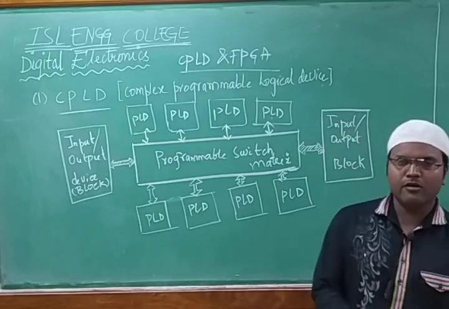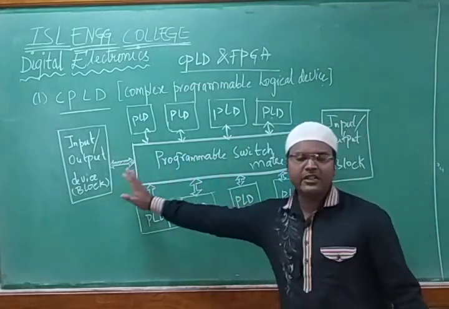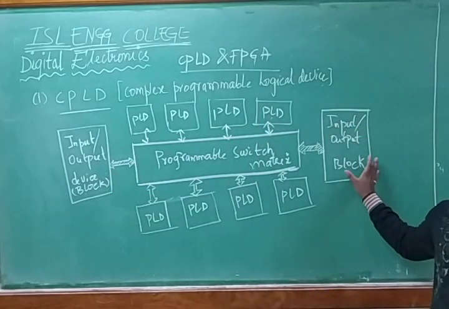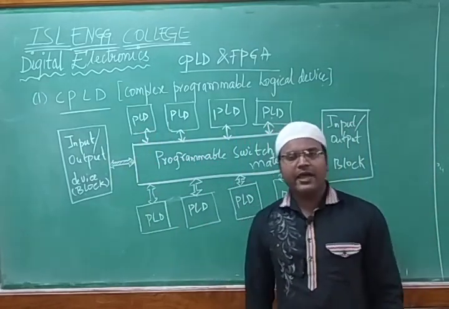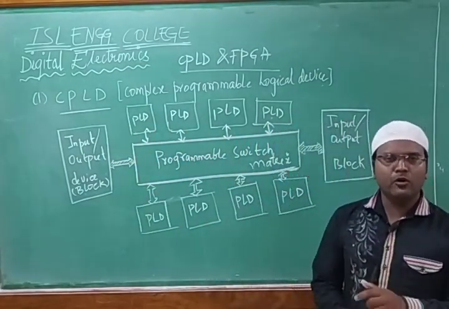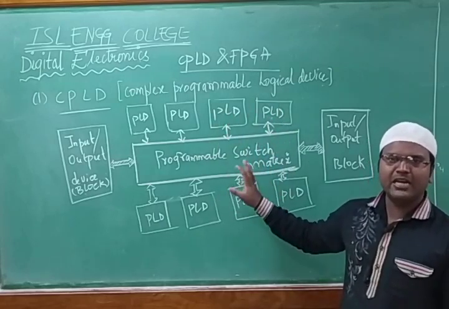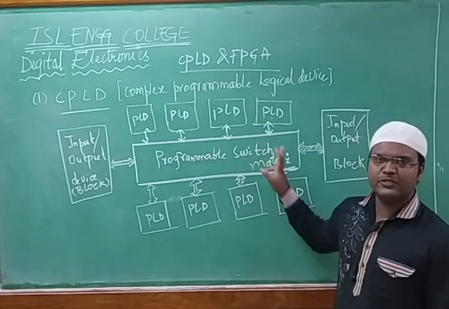And again here also we do have an input output block. The meaning is that if you are giving the input value from here, it is going to produce the output over here. Or else if it is given the input from this end, it is going to get the output from the other end. In all of this, the main functionality is the programmable switch matrix.